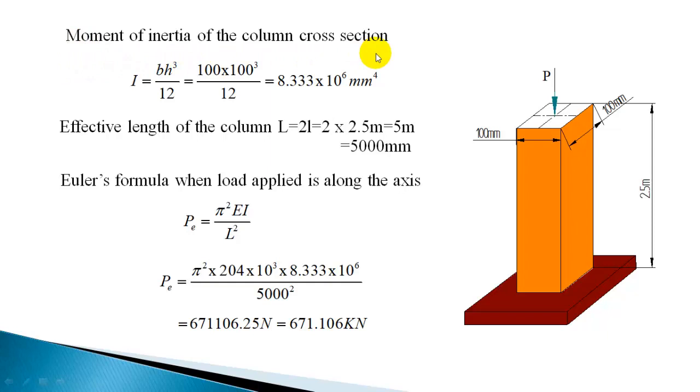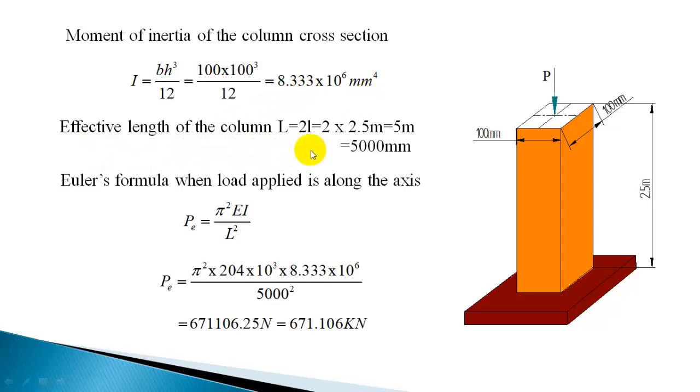Moment of inertia of the column cross section, I, is equal to bh cubed by 12 for a rectangular cross section. In this case we have a square cross section, so b and h are the same, 100 mm. So 100 into 100 cubed by 12, or 8.333 into 10 raised to 6 mm to the power of 4. That is the moment of inertia of the column cross section. With respect to the x axis or y axis, it has the same moment of inertia, so there is no question of least moment of inertia here.